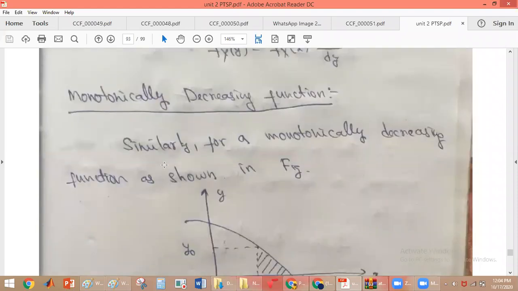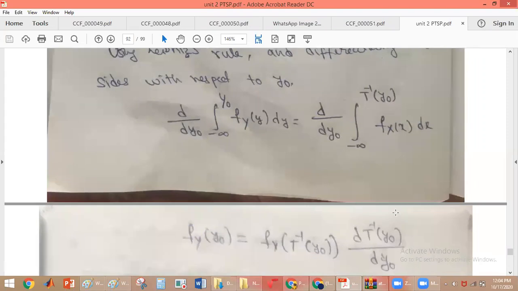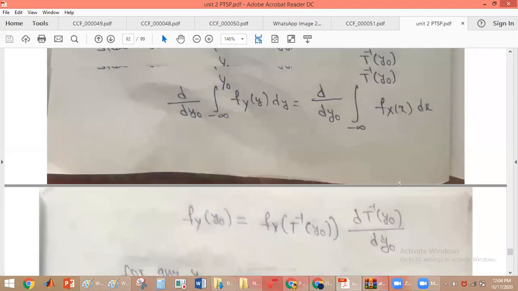Now just see this equation here. We have d by dy naught of integral from minus infinity to T inverse of y naught of fx of x dx. What is the first step? Substitute the upper limit in the function, that is fx of T inverse y naught, and differentiate the upper limit with respect to y naught, so dT inverse of y naught by dy naught. Minus, substitute the lower limit in fx of x, that is fx of minus infinity, and differentiate the lower limit with respect to y naught. We know that fx of minus infinity is 0, so the second term will become 0.